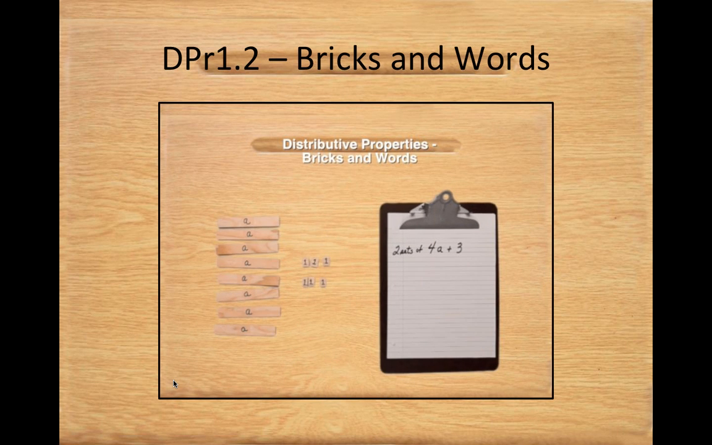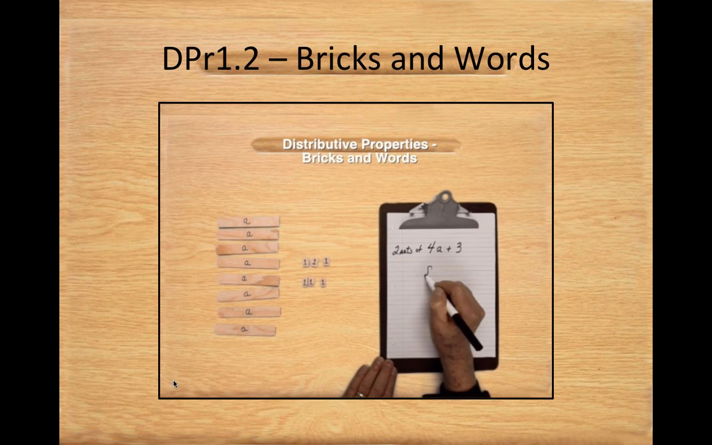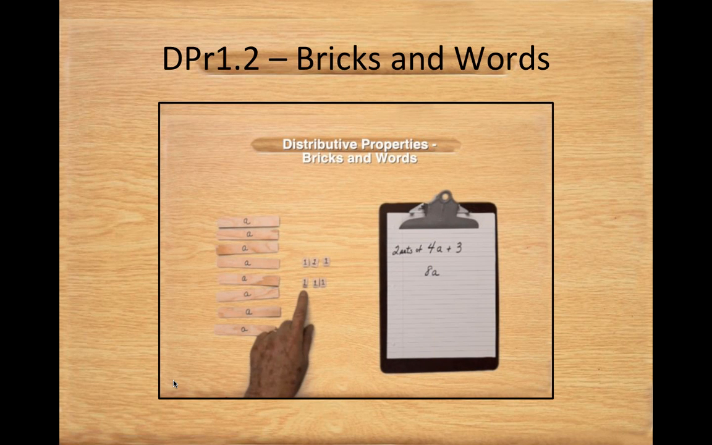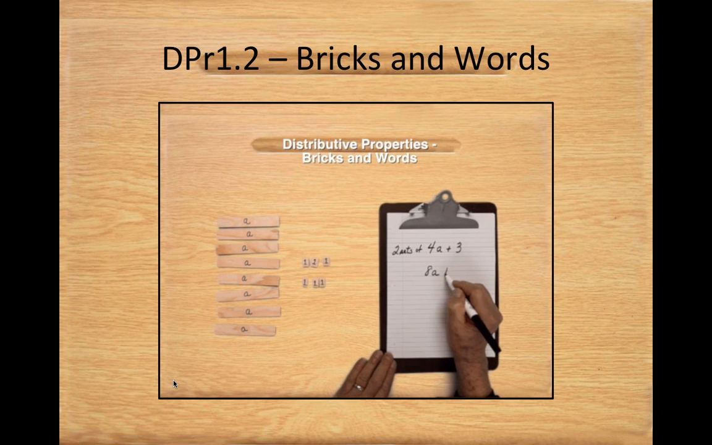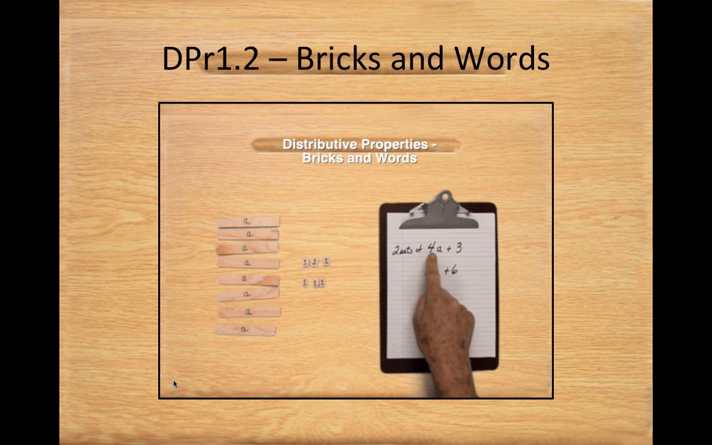When we put all the A's together, we get 1, 2, 3, 4, 5, 6, 7, 8 A's. So we're going to say that 2 sets of 4a gives us 8a. When we put the 1's together, we're going to get 1, 2, 3, 4, 5, 6. So we say that 2 sets of 3 is going to give us 6. So therefore, 2 sets of 4a plus 3 is the same as 8a plus 6.